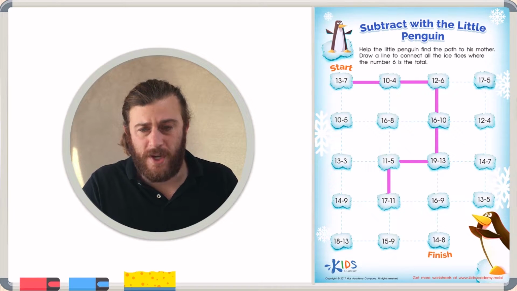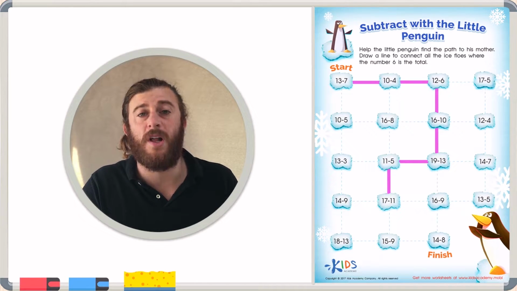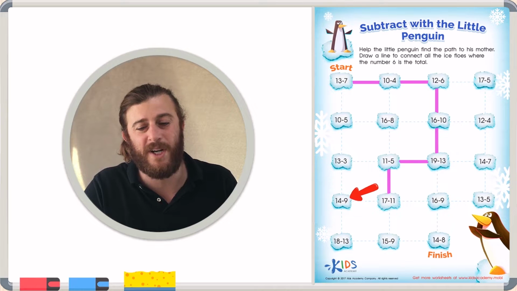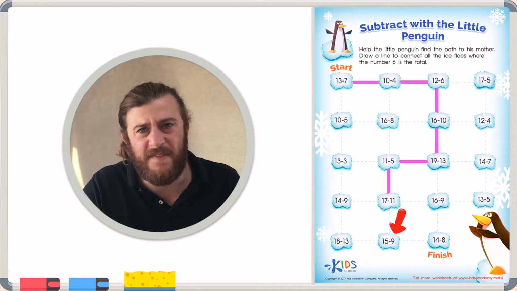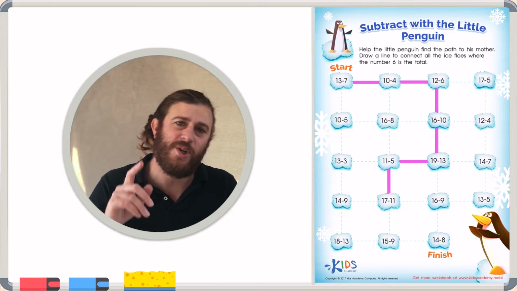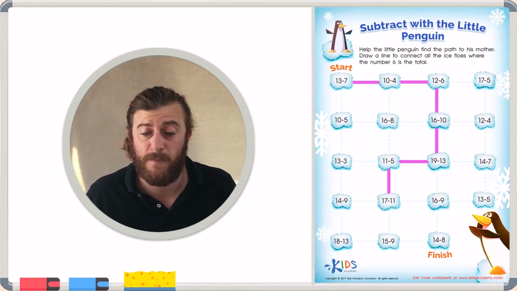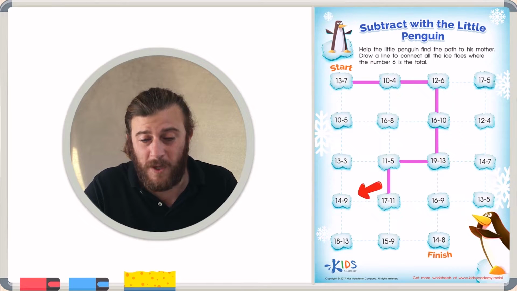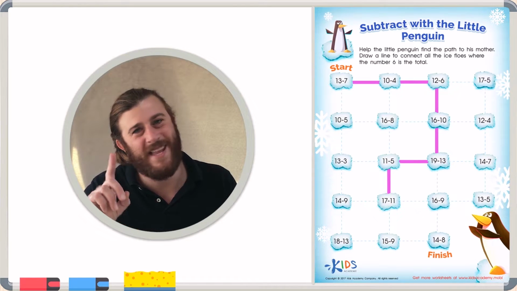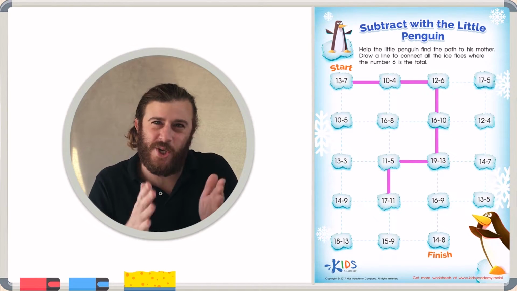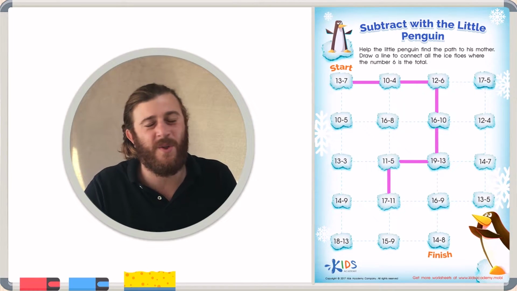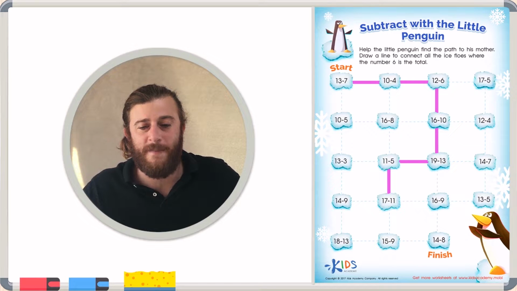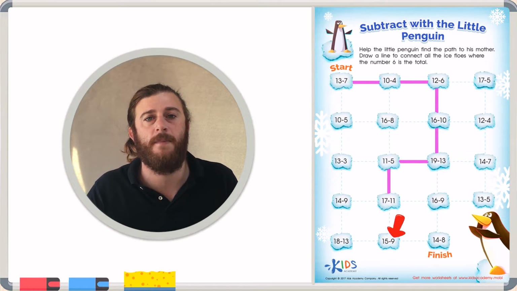So again, we have a few choices. We can draw a line to 14 minus 9, or we could draw a line to 16 minus 9, or we could draw a line to 15 minus 9. Which one do you think is going to equal 6? Well, I think 14 minus 9, that's not going to be enough. Those numbers are too close together. 16 minus 9, we already know those two numbers are too far away. So let's try 15 minus 9.